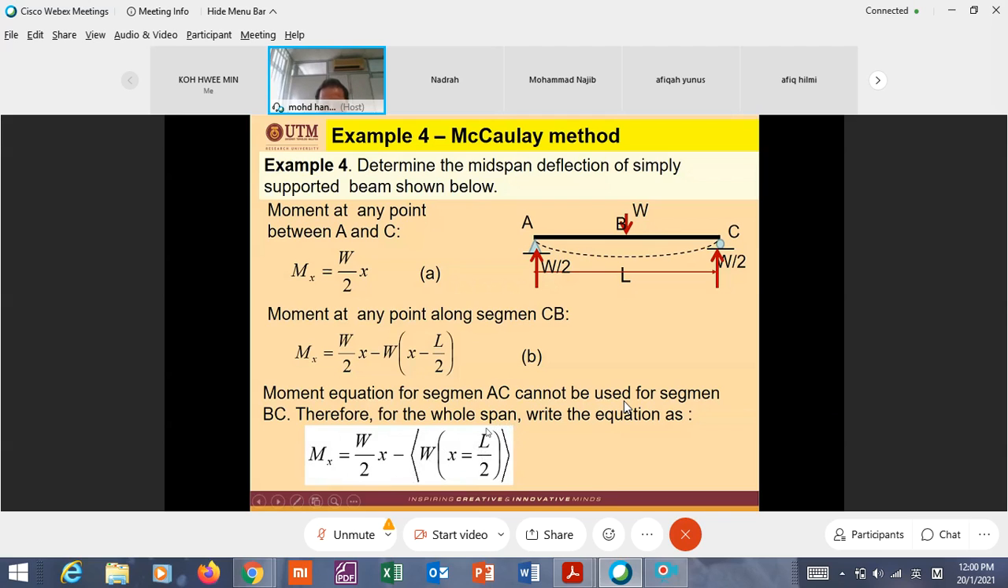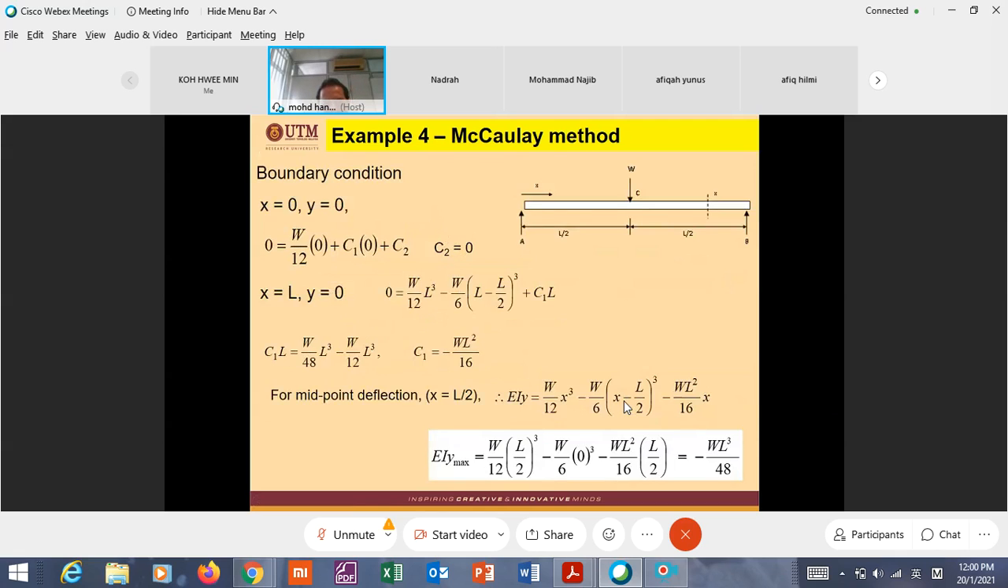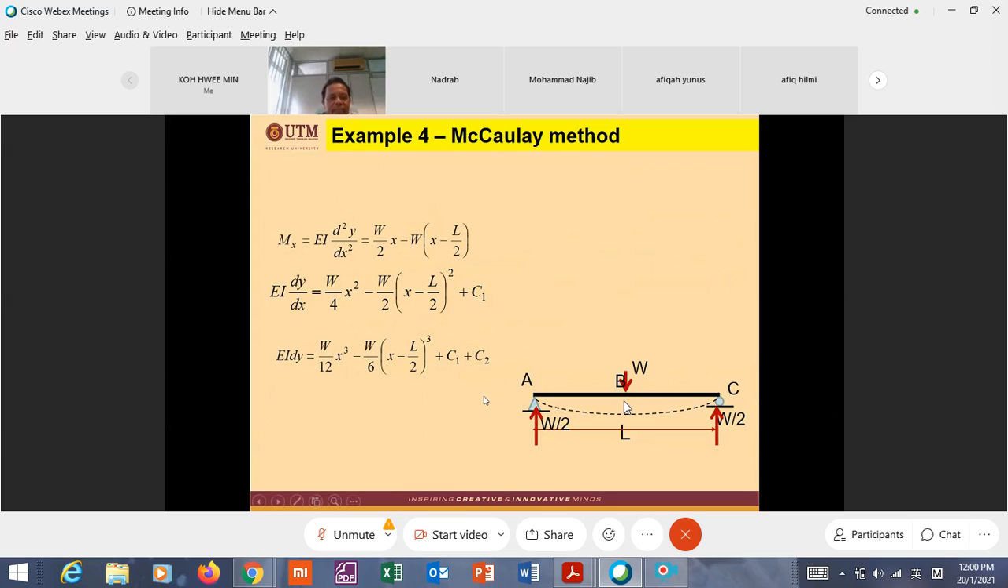So this is the equation. Mx equal to EI d squared y over dx squared equal to this one. This is the first segment, this one for the whole segment. And this is the formula, the integration of the slope and also the slope and deflection. So we have two unknowns, C1 and C2.